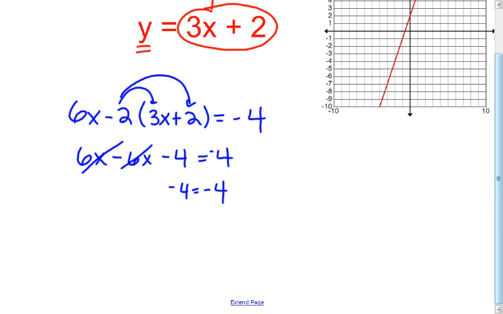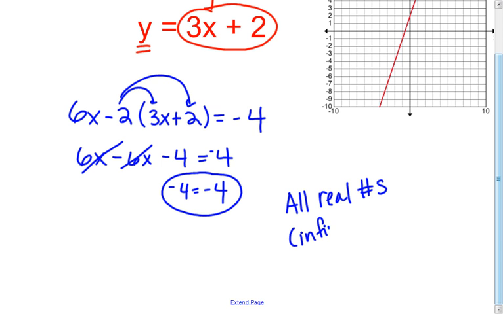Okay, no solution will happen when what you're left with does not equal each other. But in this case, all of my variables or my letters dropped out, and what I was left with is a true statement. Negative 4 does equal negative 4. Because that's a true statement, my answer would be all real numbers or infinite solutions. I'm going to just write this because this is going to come back in a few days here. So your actual answer would be all real numbers, which means there are infinitely many solutions.